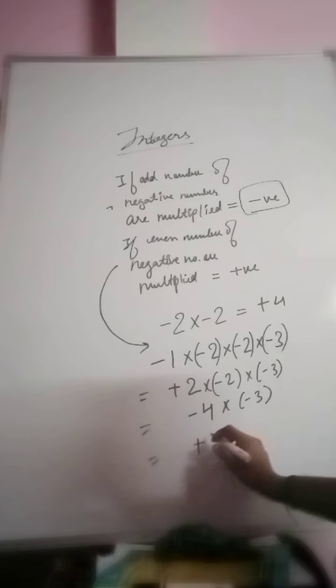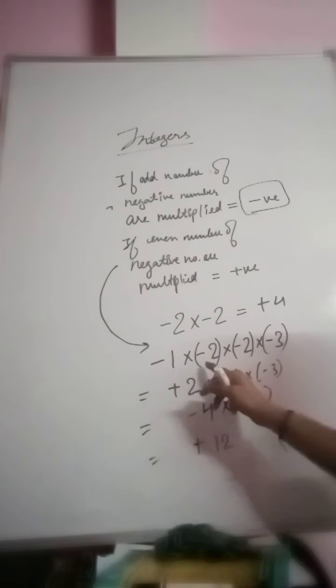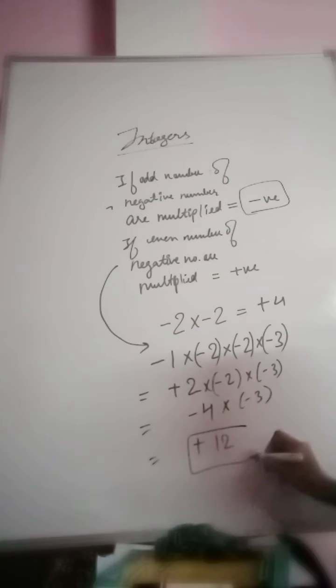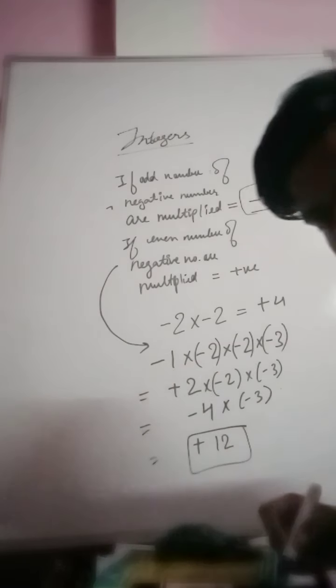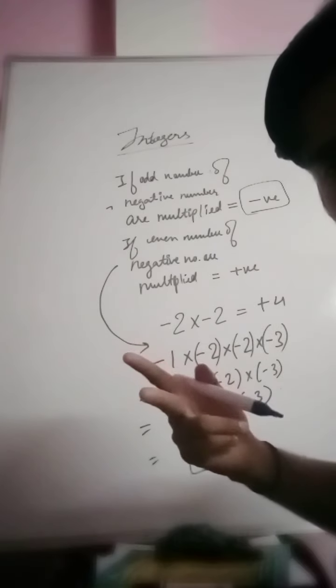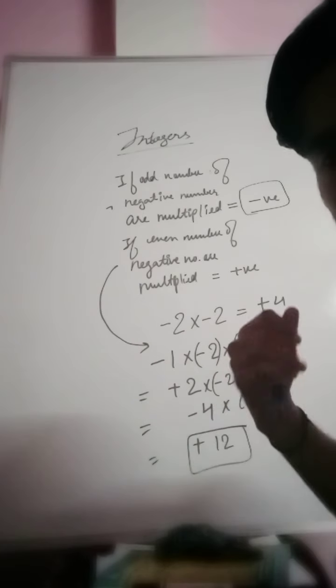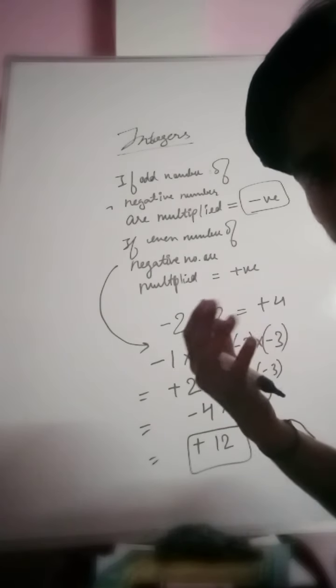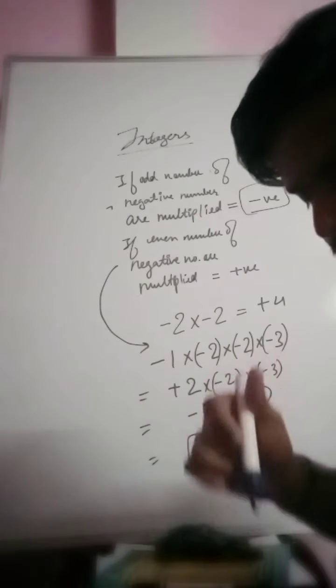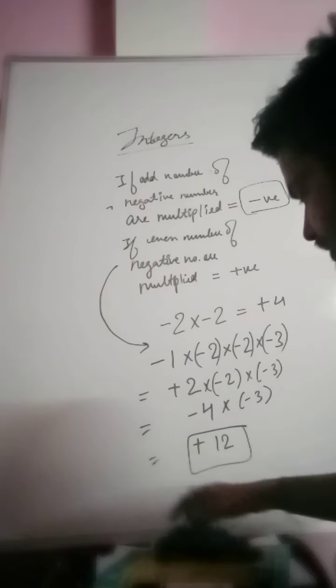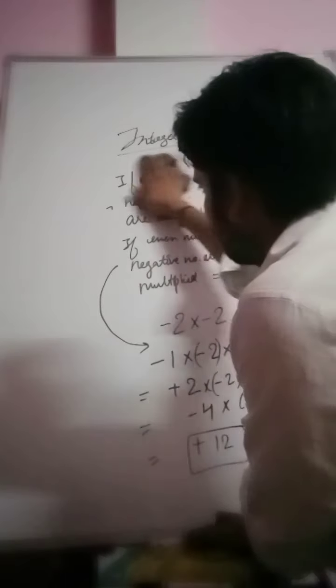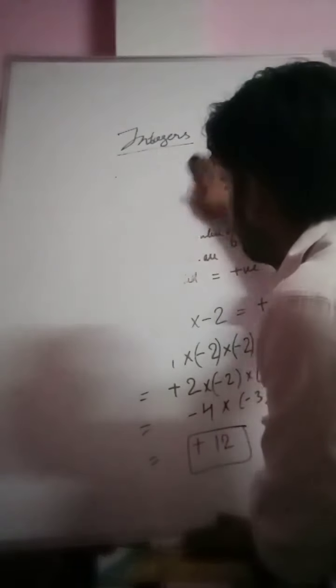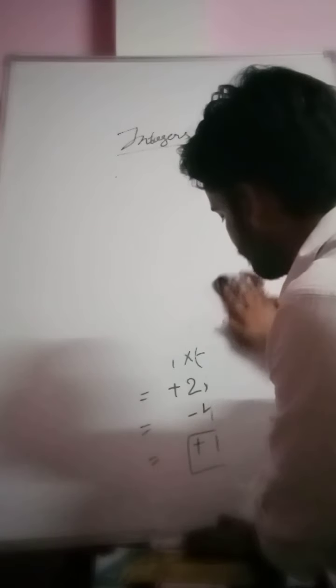Minus into minus is plus. See here, I have 4 negative numbers. So the product is coming as what? Positive. So in a similar manner, if I have 2 negative numbers multiplied, the answer will be positive. If I have 4 negative numbers, the answer will also be positive. If I am multiplying 6 negative numbers, again the answer will be positive. The product will be positive. So I hope it is clear. So multiplying one negative number with one positive number, then multiplying 2 negative numbers, then multiplying 2 negative numbers and 1 positive number. So all the variations I've told you.